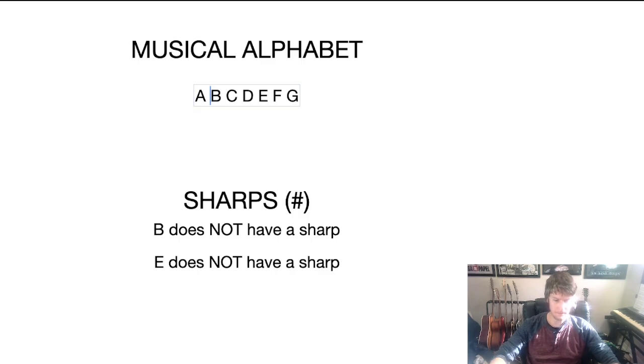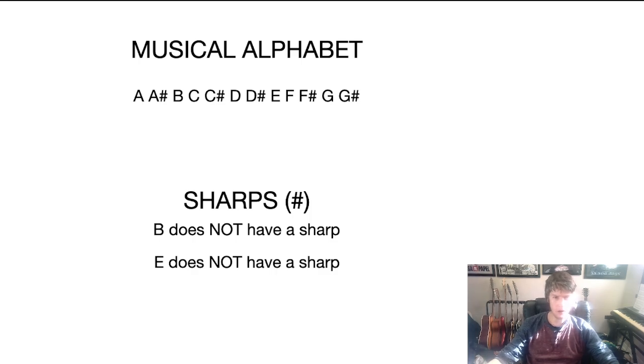So after A, we have A sharp. B does not have a sharp, so we're going to leave that one alone. C does have a sharp. D does have a sharp. E does not have a sharp. We leave that alone. After F, we have F sharp. And after G, we have G sharp.